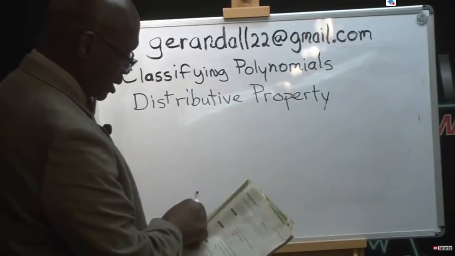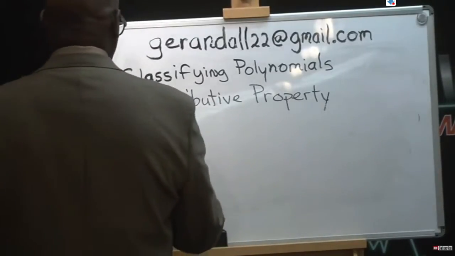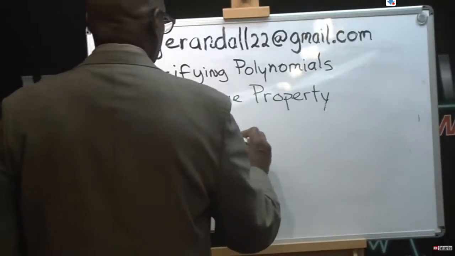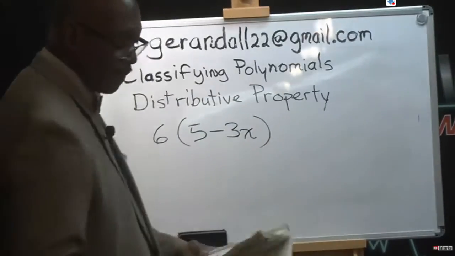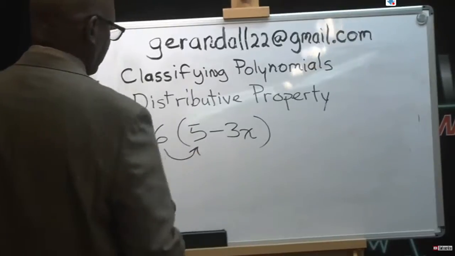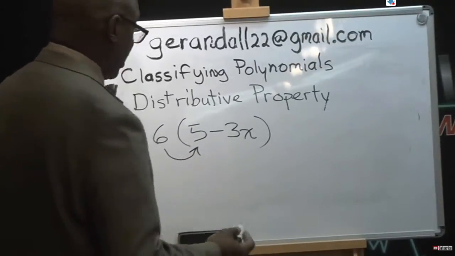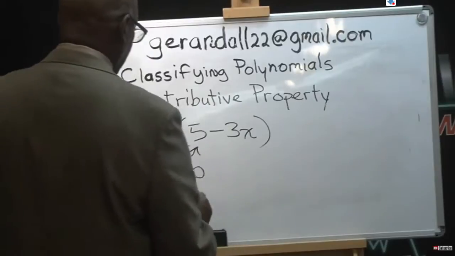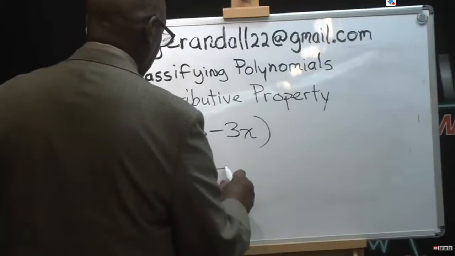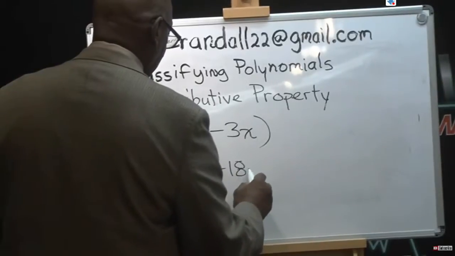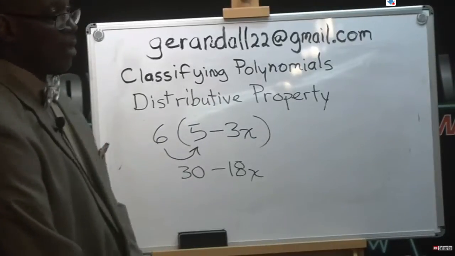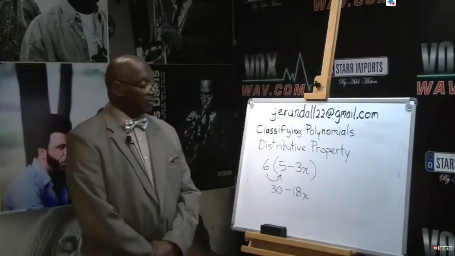We're going to do one more. Again, 6 times the quantity 5 minus 3x. Distributive property. 6 times 5, so we have to know our basic math, is 30. 6 times a minus 3x is minus 18x. That's the final answer.